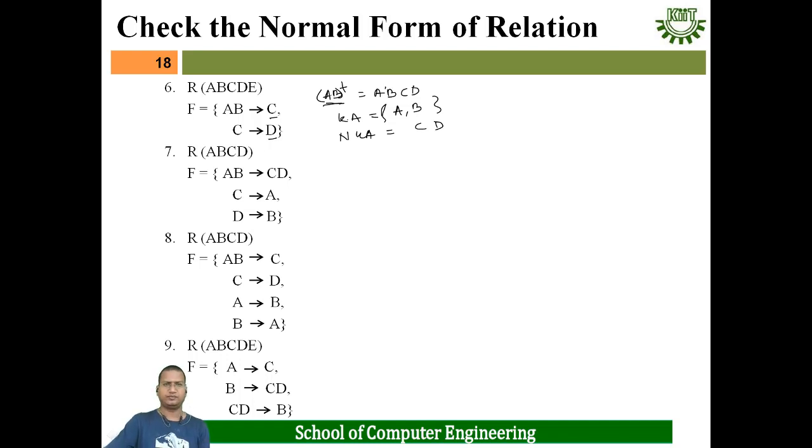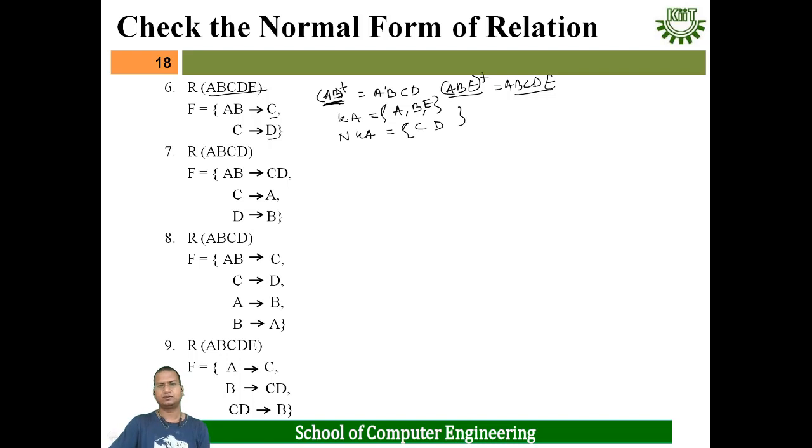Sorry, AB closure will not be a key here because 5 attributes are there: A, B, C, D, E. That means we have to add E, then only it will be a key. Then A, B, E closure will be A, B, C, D, E. Okay, that means A, B, E will be the key. That means key attributes will be A, B, E, and non-key attributes will be C, D.